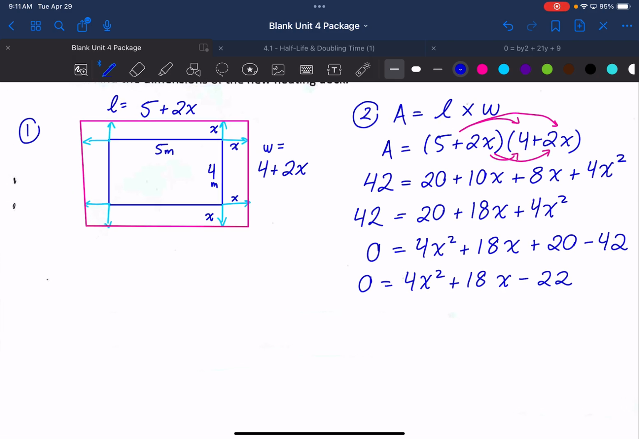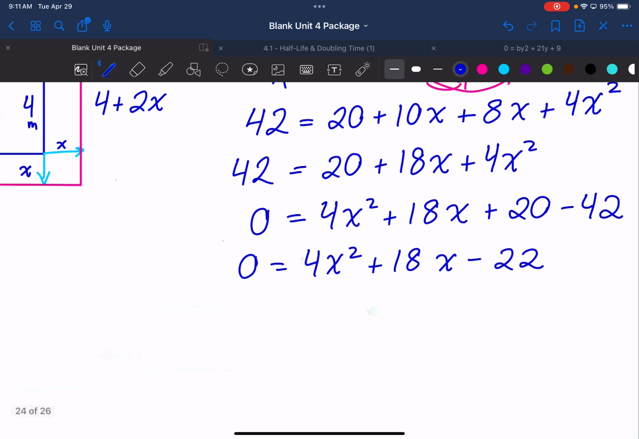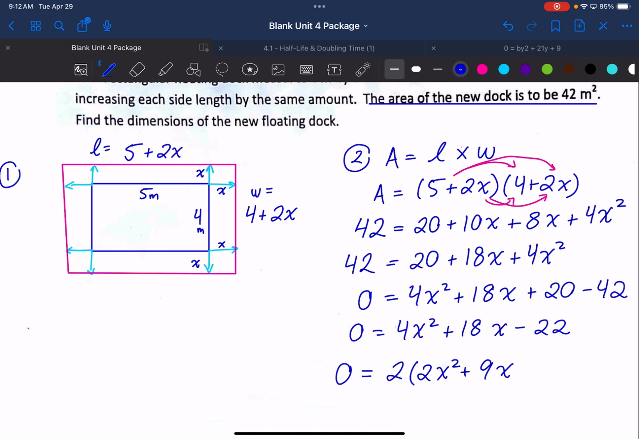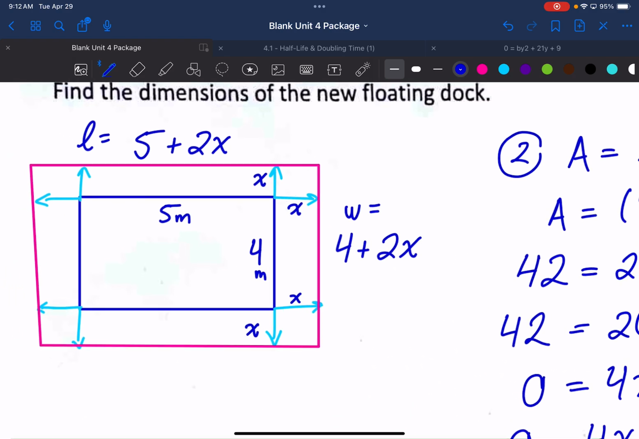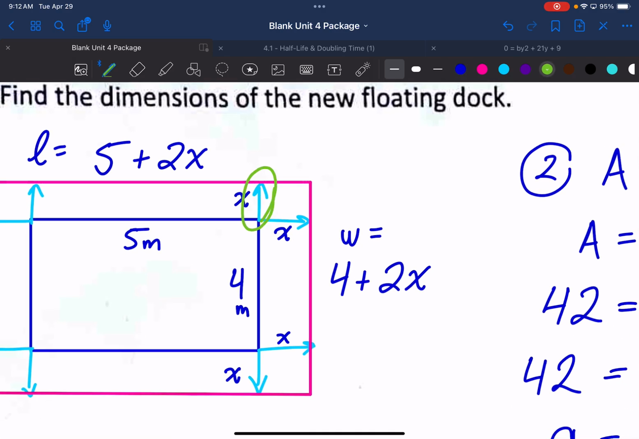Abby, what did you say about the numbers that you notice? Is there anything you can take out of these numbers that maybe makes your life a little easier? 2. Yeah, I think 2. We could take out a 2. Wait, sorry, why do you have to do the 2x instead of just x? Because we got an extension on both sides, so it extended this way and this way. On both ends of your width and your length, you got extension. So that's why it's 2x, not just x.